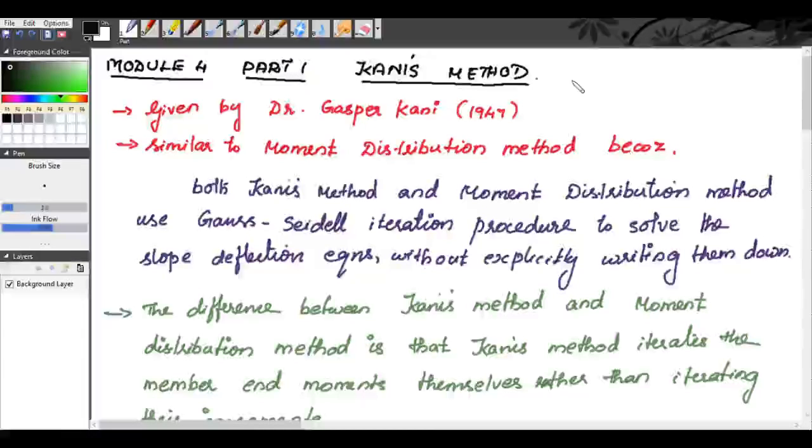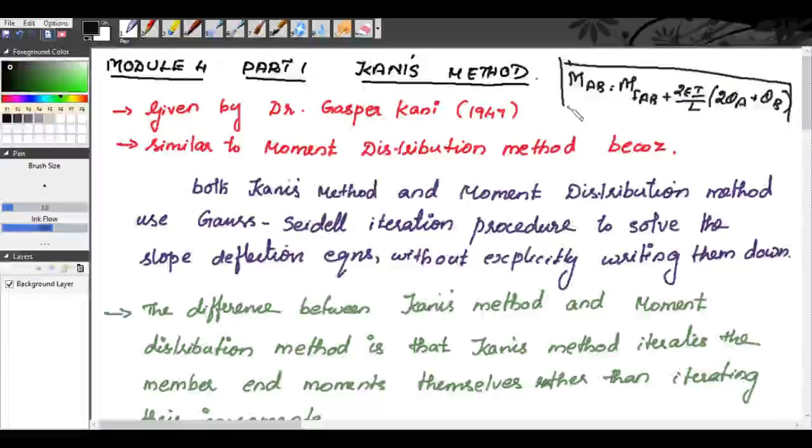at A. So we saw MAB is equal to MFAB plus 2EI by L into 2 theta A plus theta B. So using this equation, we saw how to analyze indeterminate structures using the slope deflection equation. This equation is called the slope deflection equation. That was our second module.